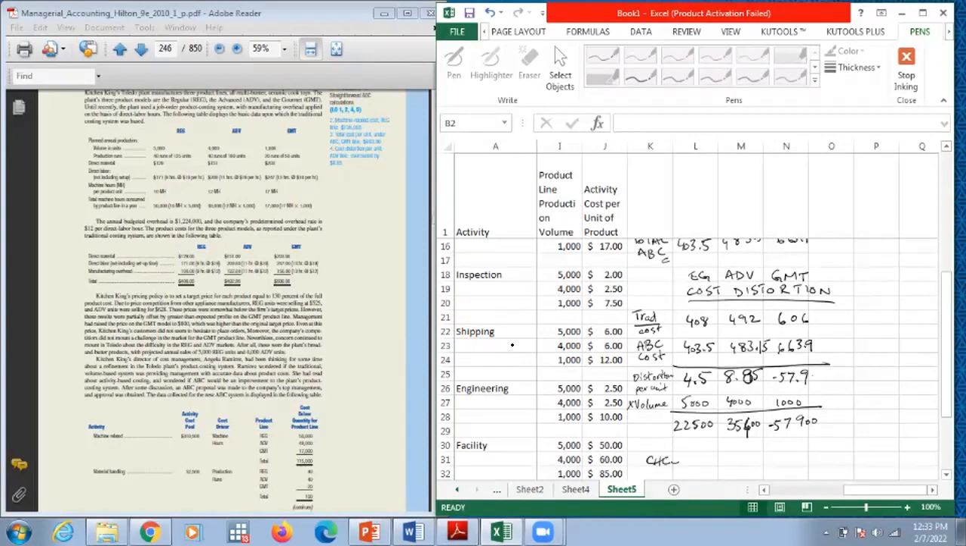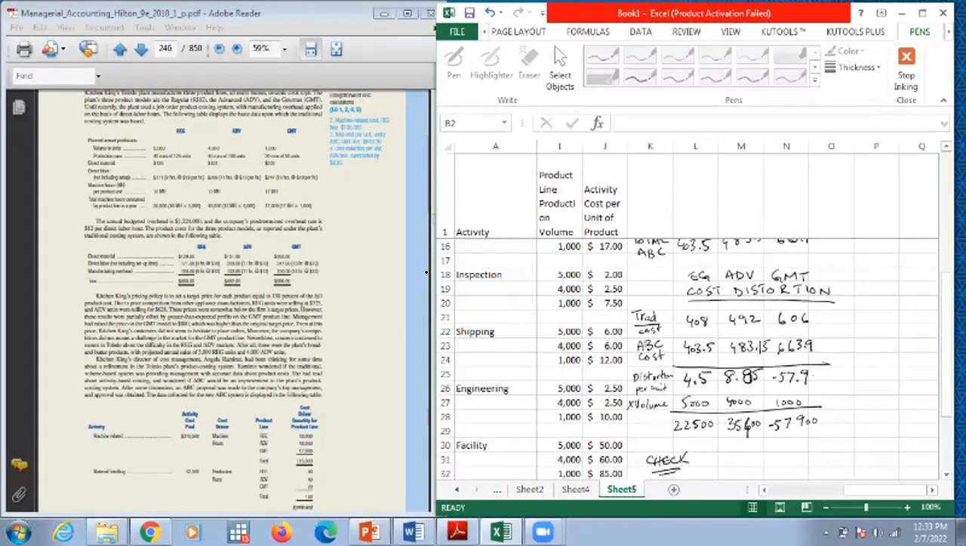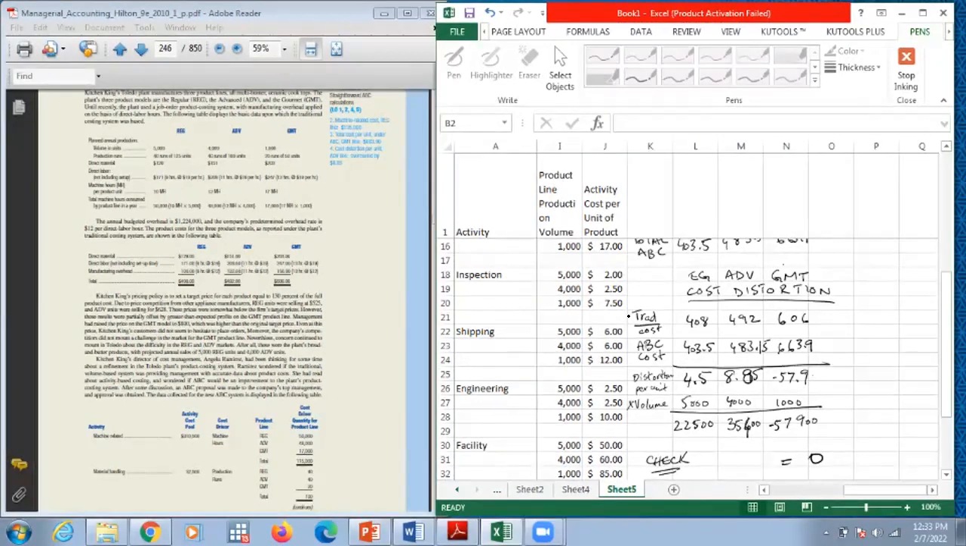Now the final check to ensure that your calculation is done correctly is you have to take the sum of these three numbers, and the sum of these three numbers must be equal to 0 for it to be correct. So we take the sum of 22,500 plus 35,400 minus 57,900. And you'll see this is the reason why the negative sign is important. And of course, you get 0. That means your entire calculation is correct. And that is all for chapter number 5. Thank you.